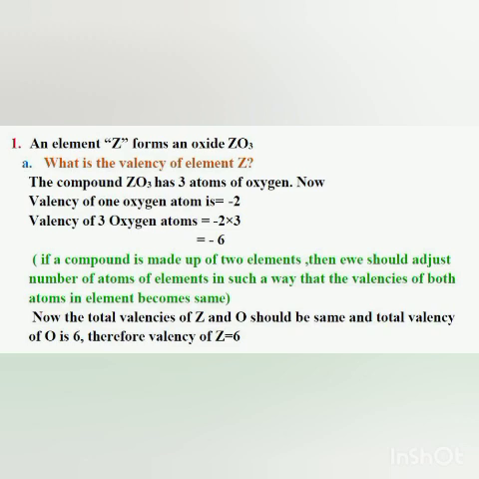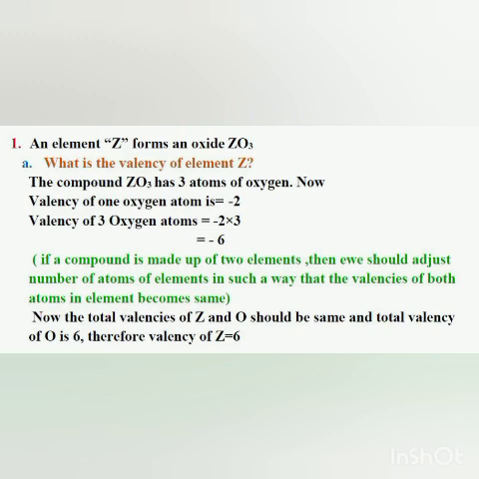And in compound ZO3, there are a large number of molecules of ZO3. But here we are taking into consideration only one molecule, because in front of ZO3 nothing is written and we consider it as 1. If it is written 2, it means there are 2 molecules of ZO3, and if there are 2 molecules, there are 2 atoms of Z and 6 atoms of oxygen. But in one molecule, there is one atom of Z and 3 atoms of oxygen. Now we have to find the valency of Z.